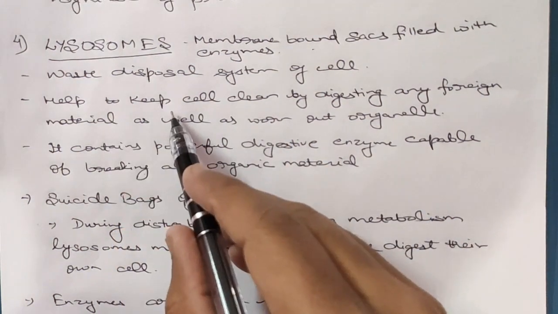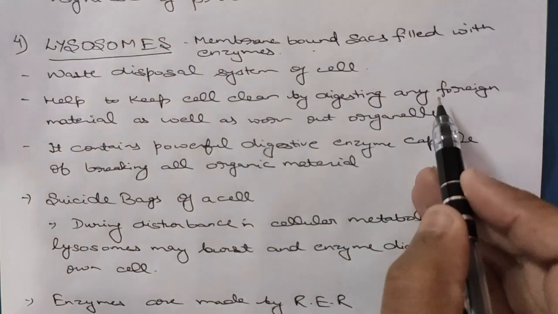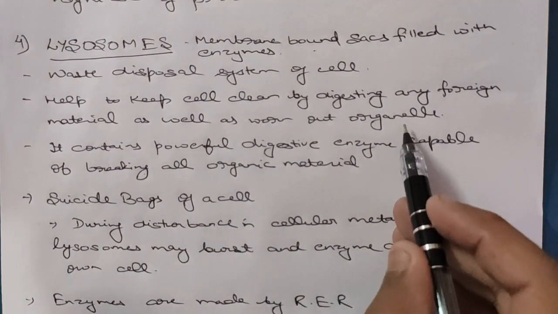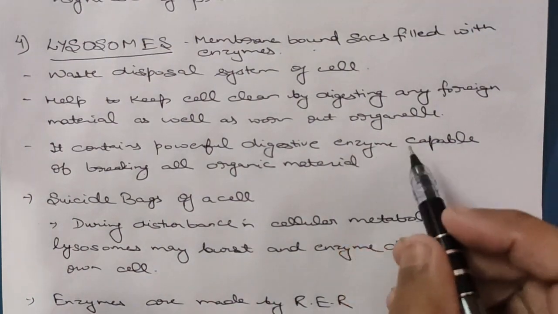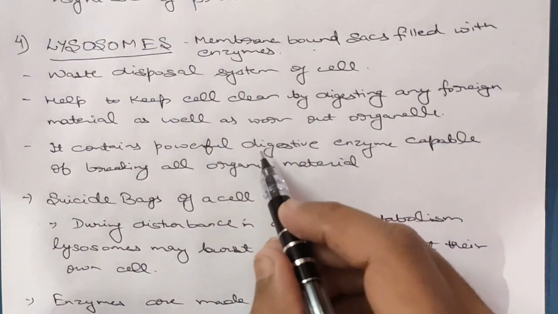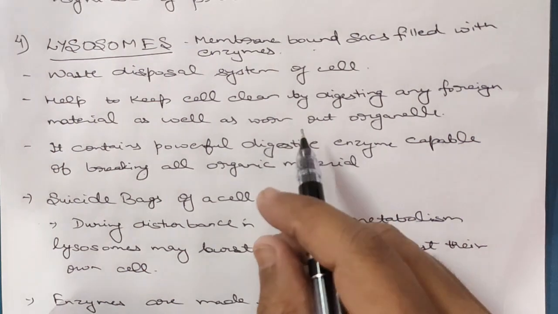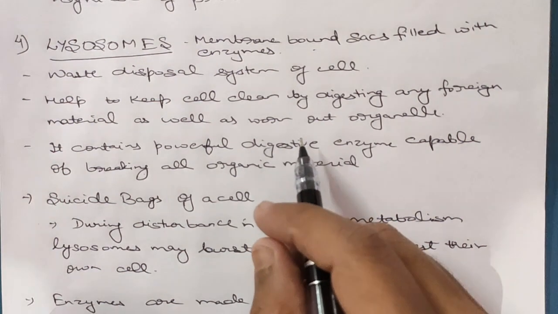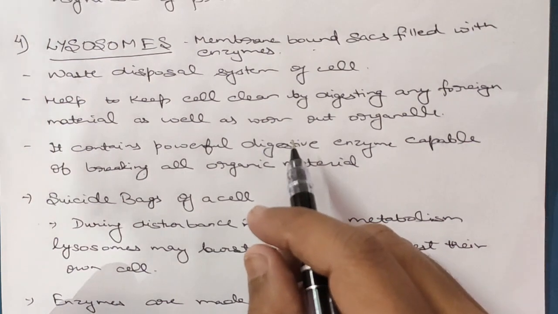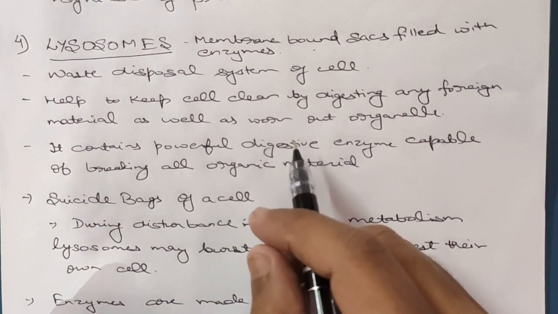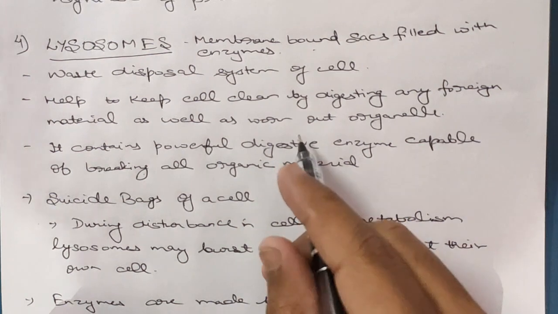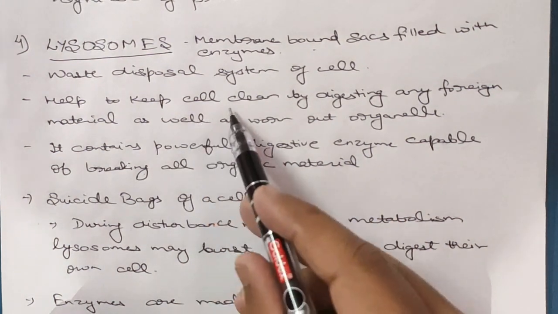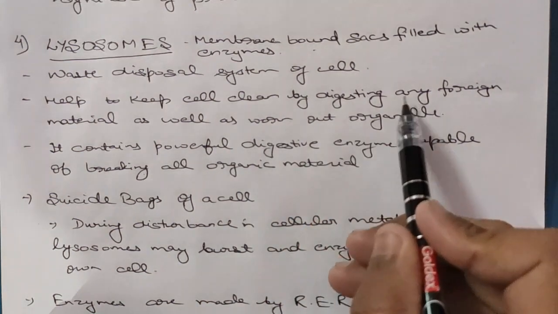They help to keep the cell clean by digesting any foreign material as well as worn out organelles. For example, if any foreign material that is harmful for the cell enters, then they digest it. And even if some cell organelles, for example, Golgi apparatus, endoplasmic reticulum, mitochondria, get damaged, worn out or old, then they are also digested by the lysosomes. So that's why it is saying that they help to keep the cell clean by digesting any foreign material.